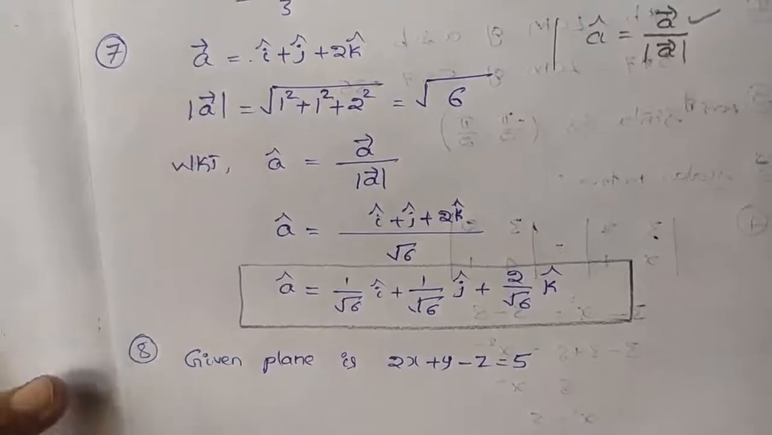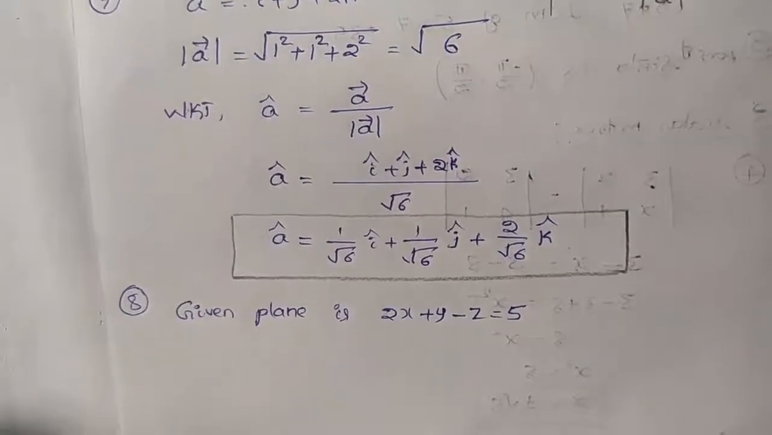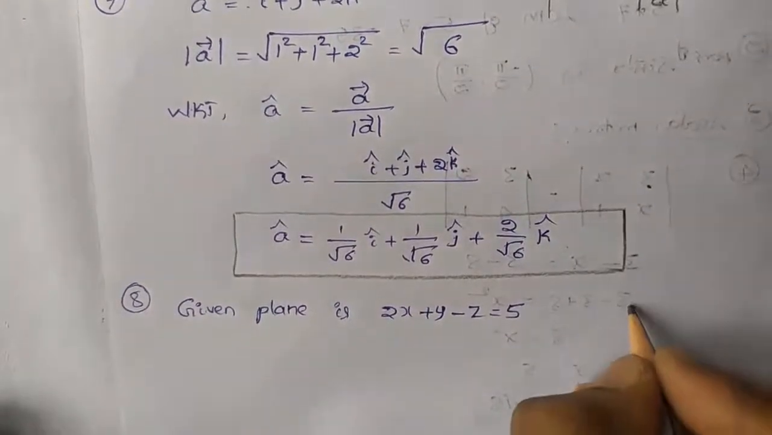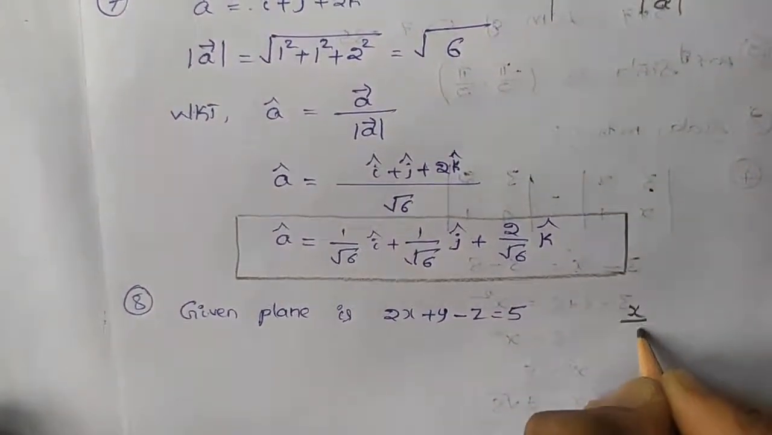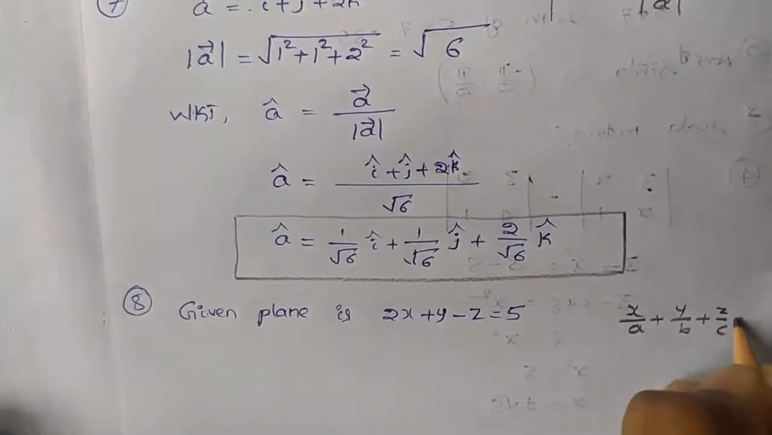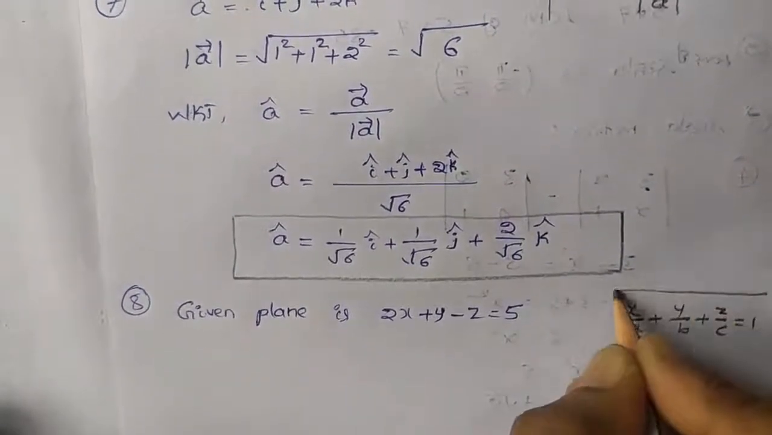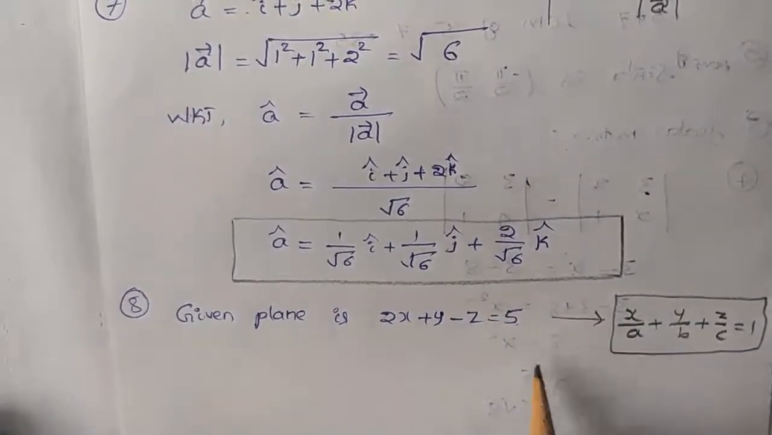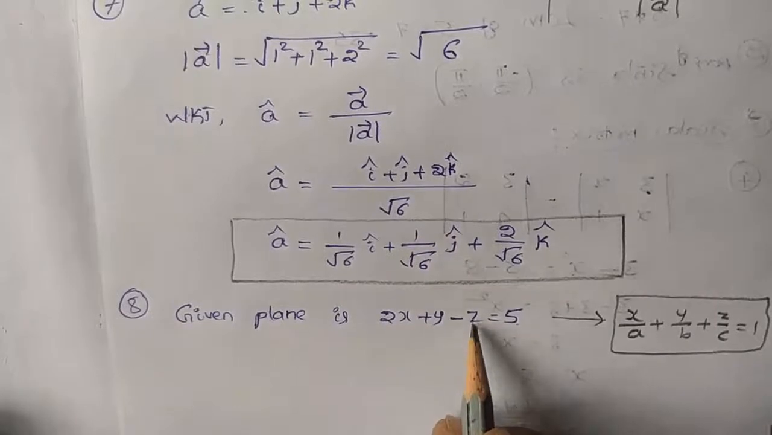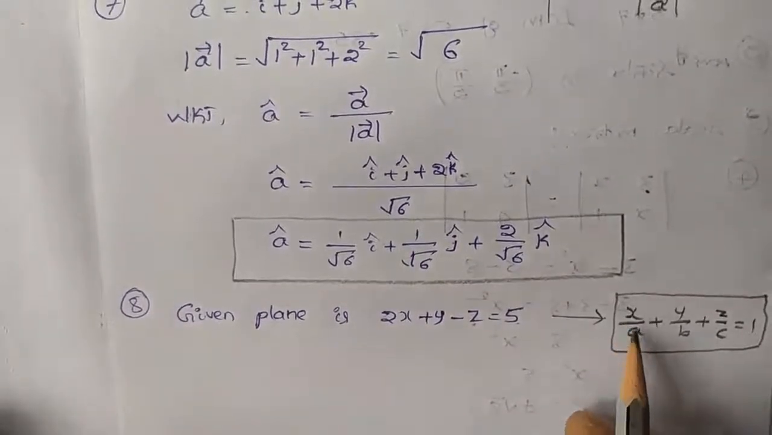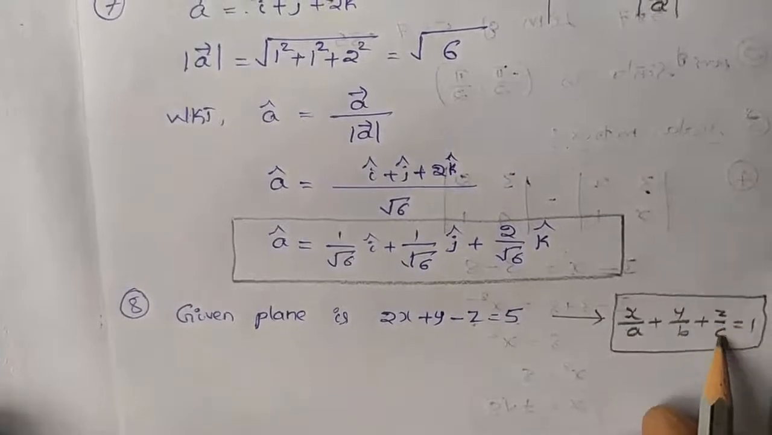First, you need to remember what is the intercept form of a equation of a line, sorry, equation of a plane. Intercept form of a equation of a plane is x by a plus y by b plus z by c equals to 1. We need to reduce this equation of a plane into this form. Then we will easily get x intercept a, y intercept b, z intercept c.